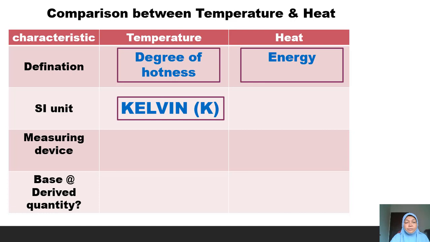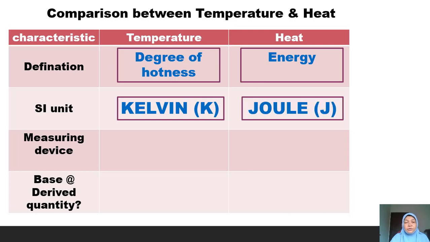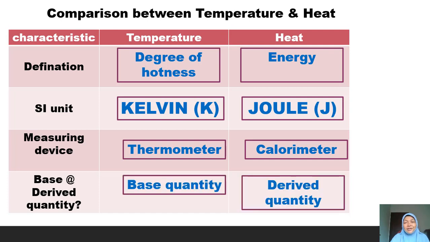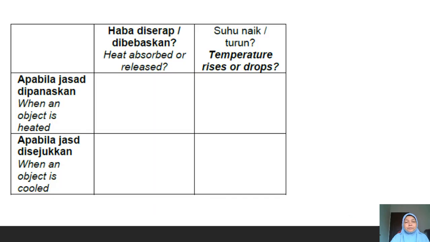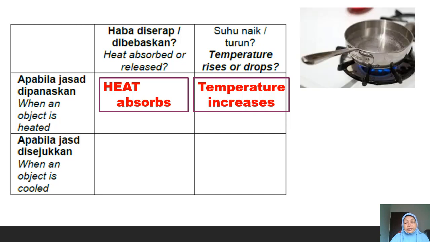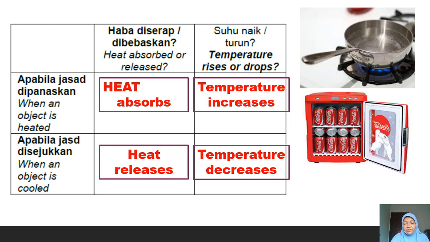The SI unit for temperature is Kelvin, and the SI unit for heat is Joule. Now, the measuring device for temperature, of course, is the thermometer, and for heat we use what we call a calorimeter. Temperature is a base quantity, while heat is a derived quantity. Now, when an object is heated, heat is absorbed and temperature increases. When an object is cooled, heat is released and the temperature will decrease. Okay, these are examples: hot object, cool object.